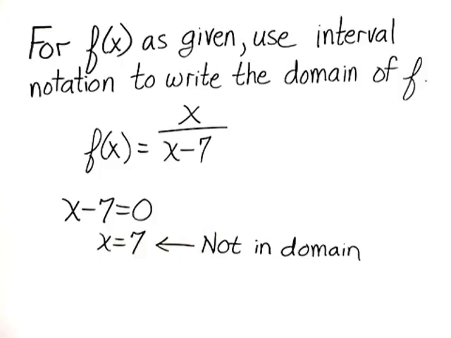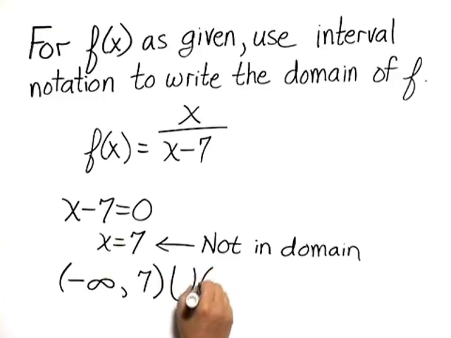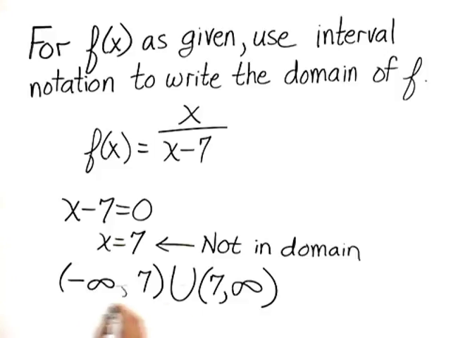So we write the domain as the set of all real numbers except 7, which we need to write as a union of intervals. We need to write that as the interval from negative infinity up to 7, not including 7, union the interval from 7, not including 7, up to infinity. What this gives us is all the numbers from negative infinity to infinity except for 7, and this would be the domain of the function.